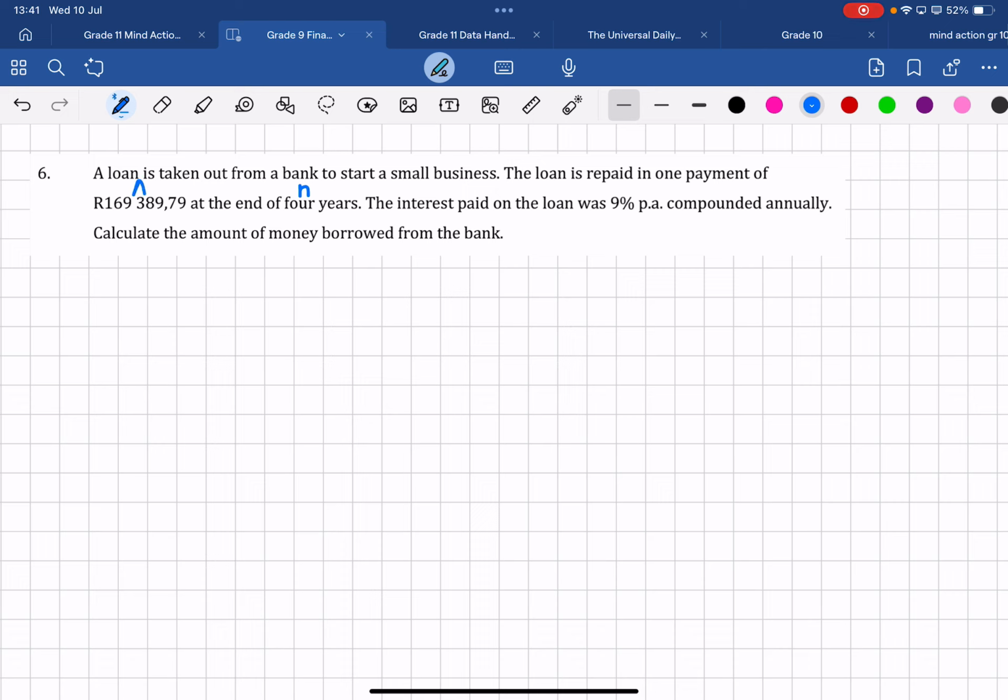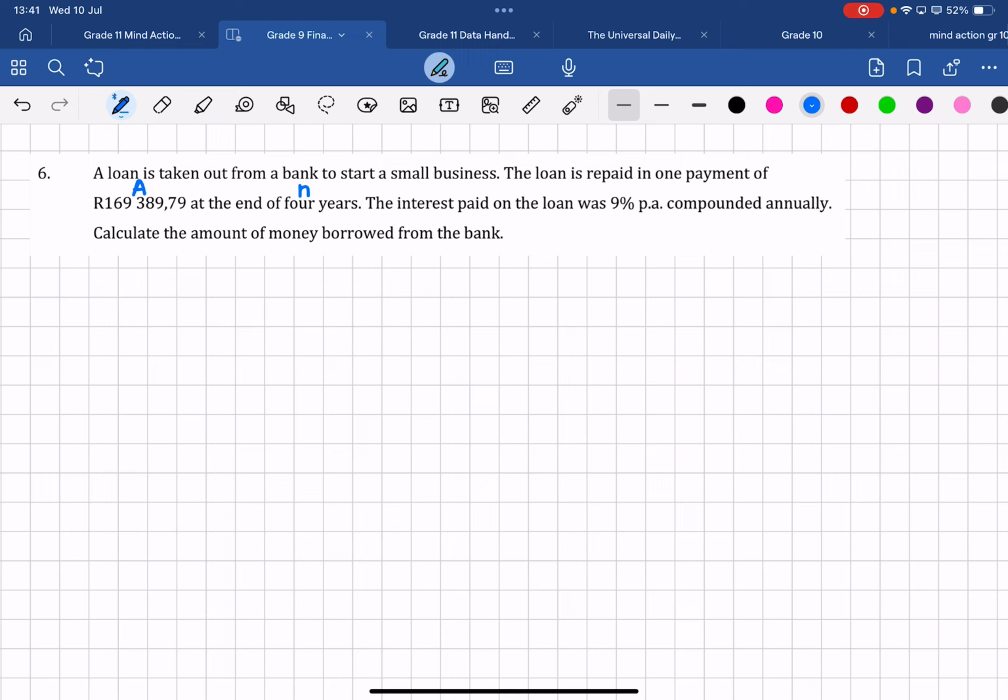So here they have actually given us our A value. In all the other questions that we did yesterday, we had to calculate the A value, right? So we just said A equals, and we had our formula, we subbed everything in, and we worked it out. Now they've given us our A value. Okay, they're giving us the final amount.